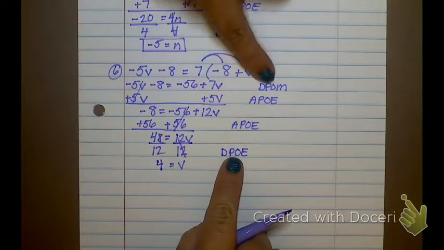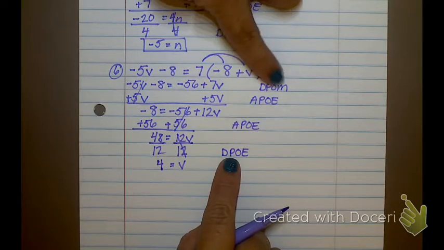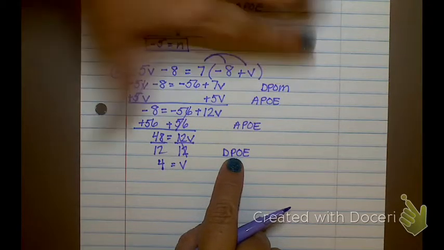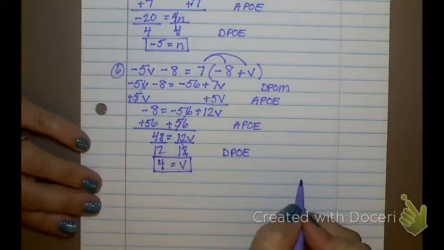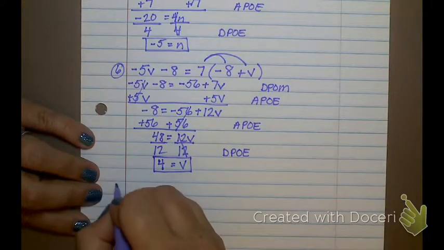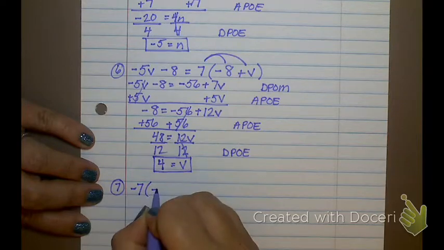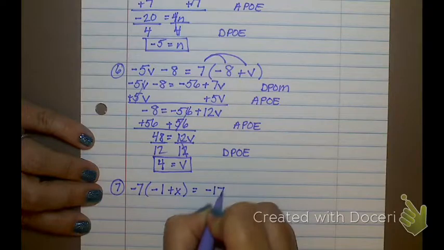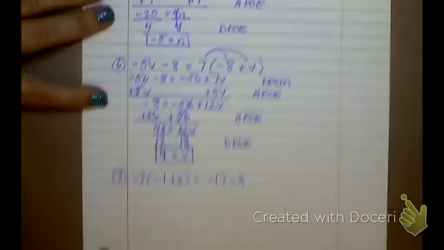Make sure that your initials, because I'm allowing you to just use a shortened version of it, that there is a difference between your distributive property of multiplication and your division property of equality, right? Because they're almost the same except for that last letter. So? All right, you try this one. Negative 7, parentheses, negative 1 plus x equals negative 17 minus x. You take a minute and try that one.